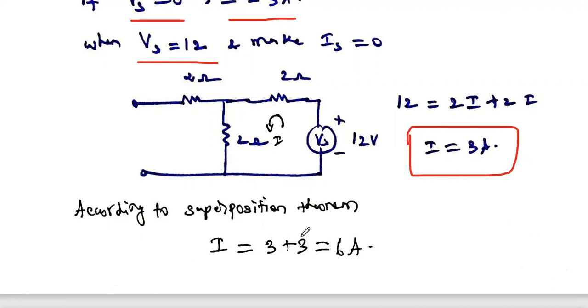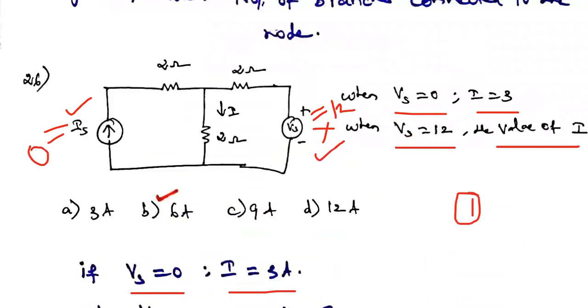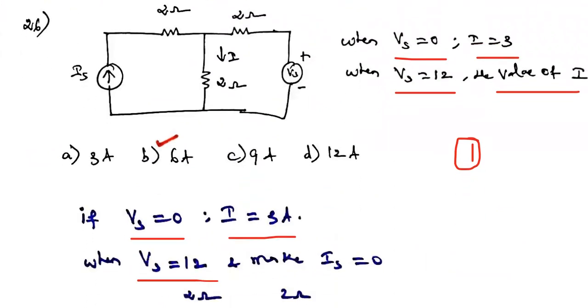Then, according to the superposition theorem, our aim is to find the current flowing through this 2 ohm resistor with the given Vs and Is values. Therefore, according to the superposition theorem, the total current flowing through this 2 ohm resistor is the actual I.